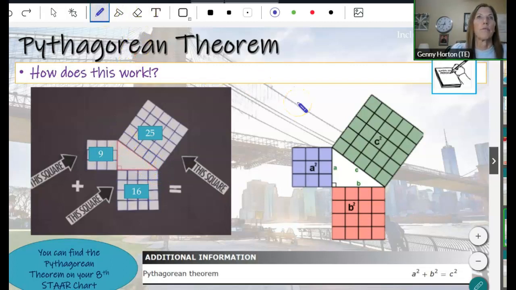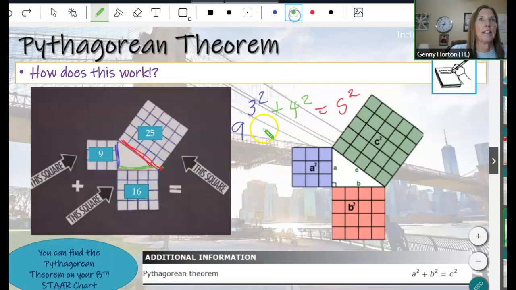Let me just write that on the board just so you can see it in the formula. This side here, I'm going to put in blue, is 3, so you square that. This side here is 4, so we square that. And then this is our hypotenuse. I should use the colors they had. Whoops. Oh well, it is 5, so that should be equal to 5 squared. And you can check that. This is 9. This is 16. And it does equal 25. So that's how it works.